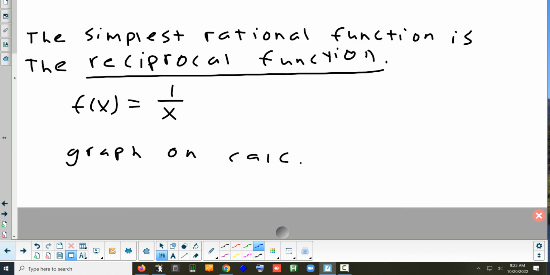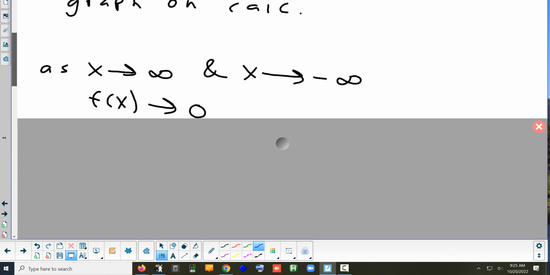So as x heads to the right, that's infinity. As x heads to the left, that's negative infinity. No matter which way you head on this graph, you're getting closer and closer to the number zero. This describes what we just said. F of x is the y value. Think of it like this. That's what we just graphed. As x grows, y shrinks. What does it shrink to? Zero.